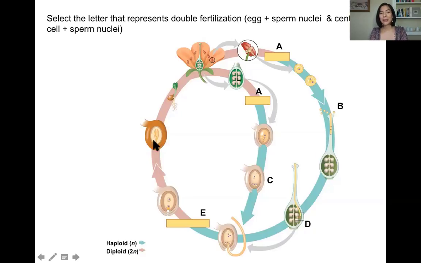Now, select the letter that represents the formation of the megagametophyte, that is the female gametophyte. So finding this in the life cycle. I hope that you answered C, because this is the formation of the megagametophyte. Here we have these 4 megaspores that resulted from meiosis. A represents meiosis in this figure.